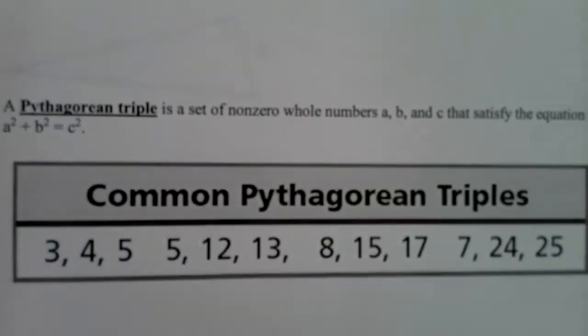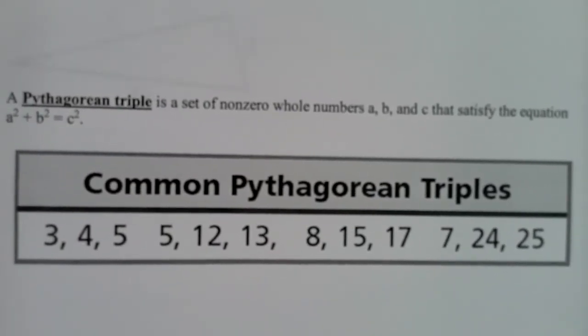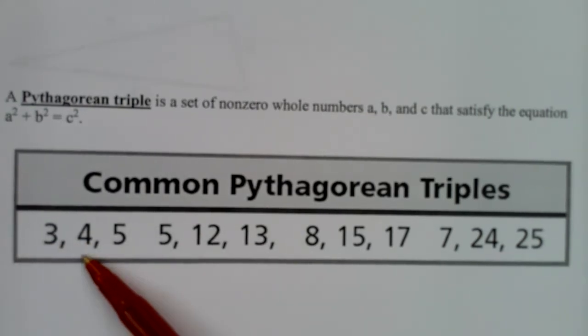One more definition for right now. A Pythagorean triple is a set of non-zero whole numbers a, b, and c that satisfy the equation a squared plus b squared equals c squared. In other words, 3, 4, 5 is a Pythagorean triple because 3 squared plus 4 squared equals 5 squared.